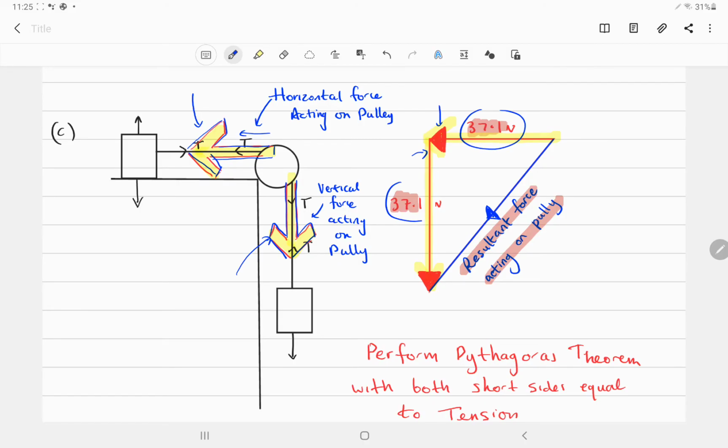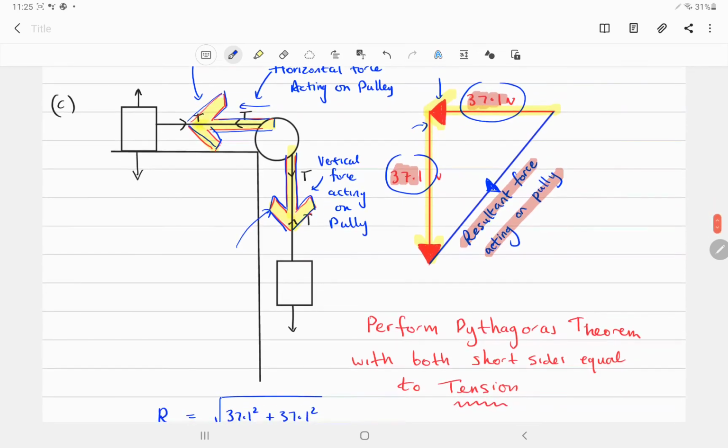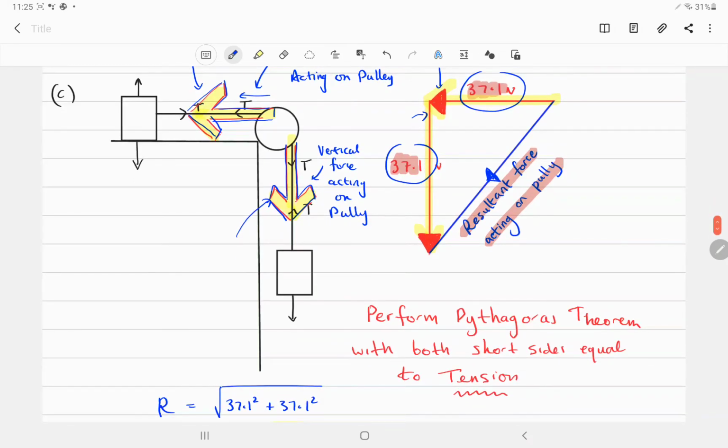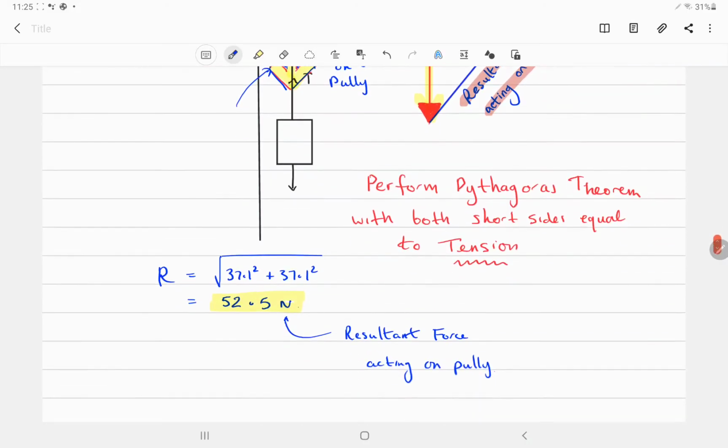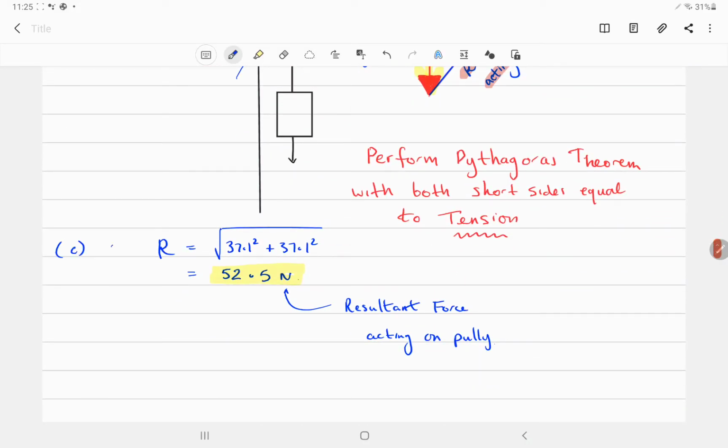We know the value of the two tensions. How do you get the resultant force? You use Pythagoras. So I've just written here, perform Pythagoras' theorem with both short sides equal to tension. So for all of these questions, for every part C, you're going to do Pythagoras. A squared plus B squared equals C squared. So short method to work it out, you just take the two short sides, square them, add them, take the square root, and that's the resultant force. That's the force acting on the pulley.